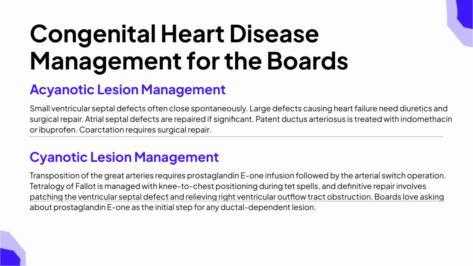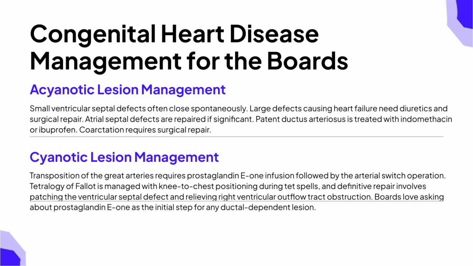the child is stable. Atrial septal defects are monitored if small, but significant ones require repair, often with a catheter-based closure device. Patent ductus arteriosus in premature infants is treated pharmacologically with indomethacin or ibuprofen, which inhibit prostaglandin synthesis and promote closure. Coarctation of the aorta requires surgical repair or balloon angioplasty.